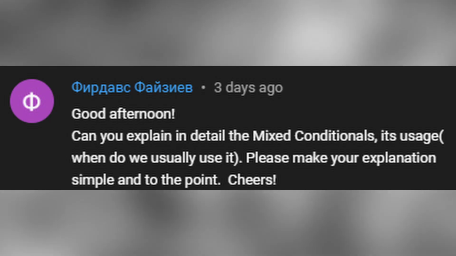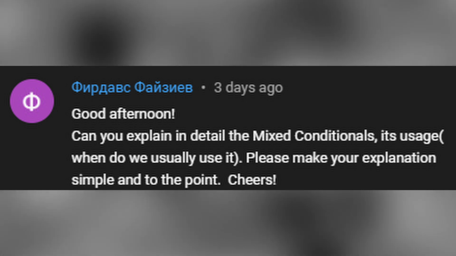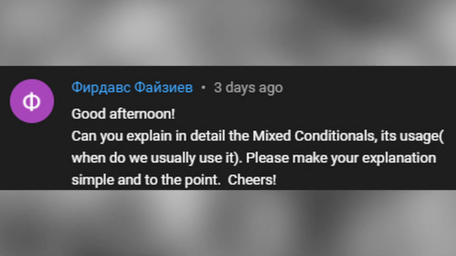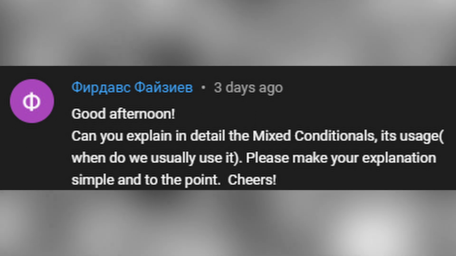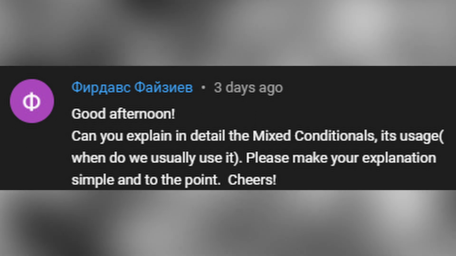So we have a question here from somebody whose name looks like it's written in Cyrillic, and I am sorry, but I cannot read that. However, thank you very much for the question. And this person says, good afternoon. Can you explain in detail the mixed conditionals, its usage, when do we usually use it? Please make your explanation simple and to the point.